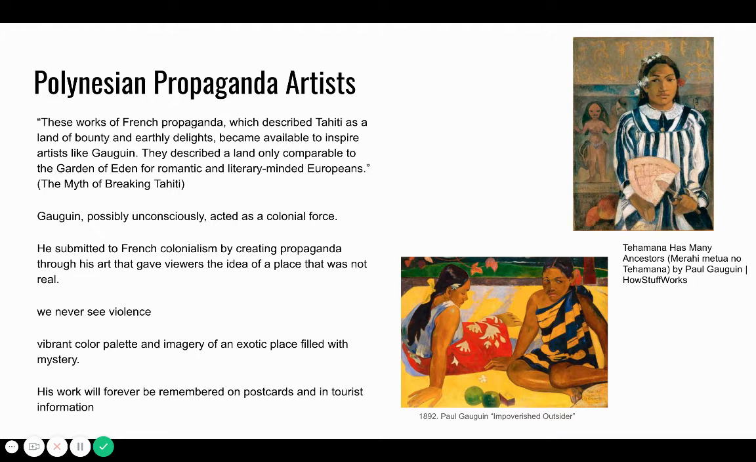These works of French propaganda, which described Tahiti as a land of bounty and earthly delights, became available to inspire artists like Gauguin. They described a land only comparable to the Garden of Eden for romantic and literally minded Europeans. Because much of the propaganda surrounding Oceania has to do with the beauty of the islands, these arts acted as a colonial force. Gauguin eventually submitted to French colonialism and began to create art that gave ideas of this place that was not real.